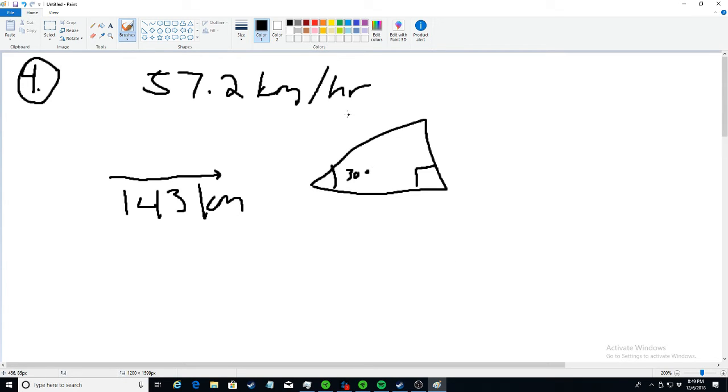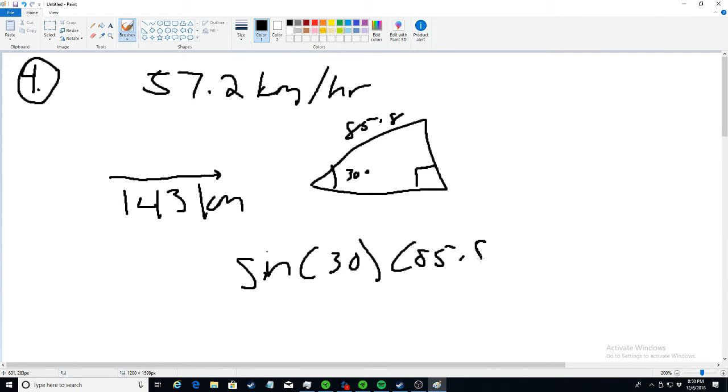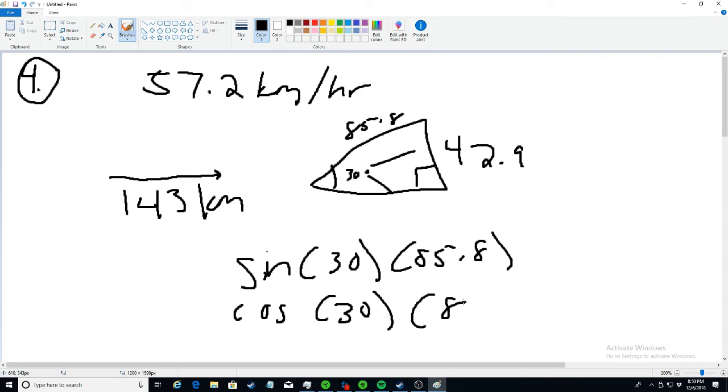So that calculation is going to end up giving us 85.8 as our hypotenuse. Again, we're going to use the sine of 30 times our hypotenuse, and we're going to get the opposite side here, which will give us 42.9. And our adjacent side, again, is going to be the cosine function of 30 times 85.8, our hypotenuse. And that's going to end up giving us 74.3.